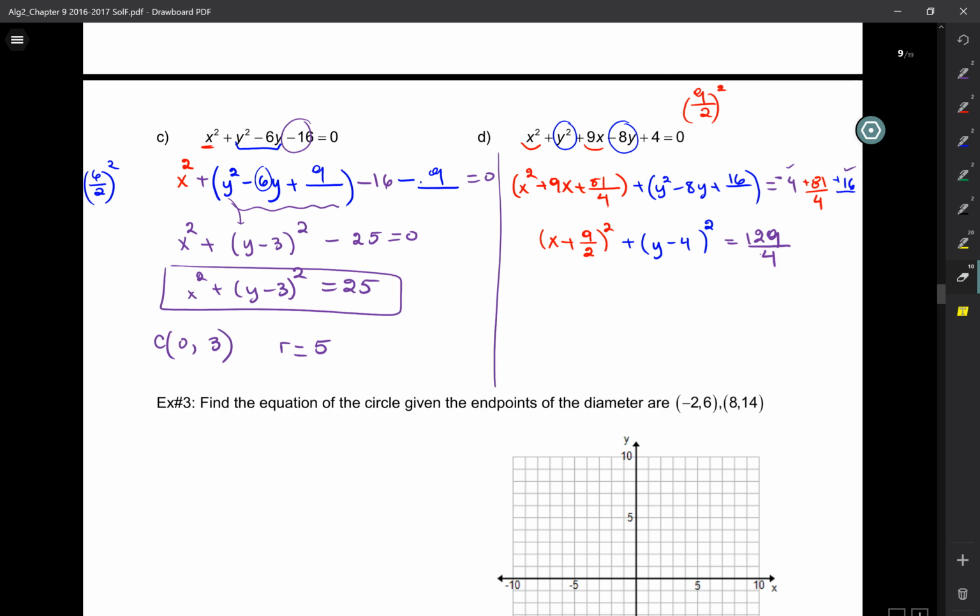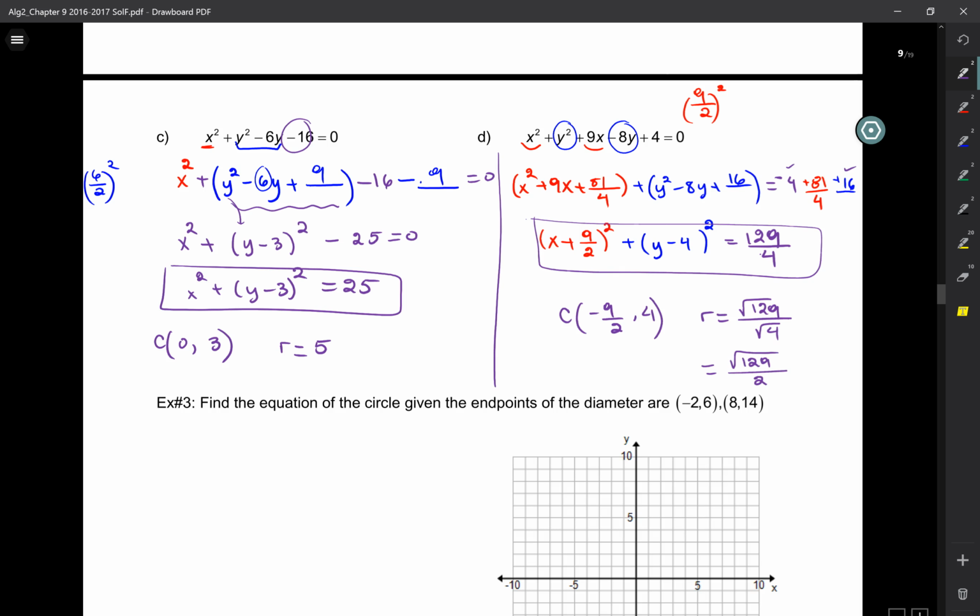So this is the equation of the circle now. What's the center? And what's the radius? It's the square root of 129 over the square root of 4, which is the square root of 129 over 2. And does 129 simplify? No. All right? In decimal, how much would it be? It's 5.7.